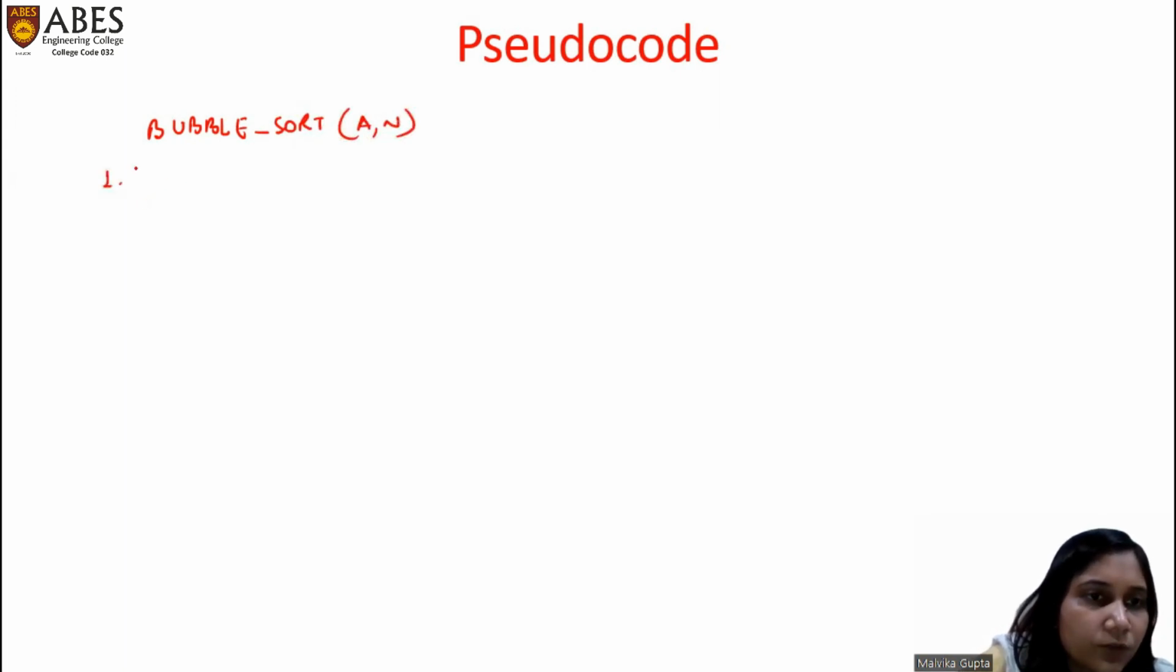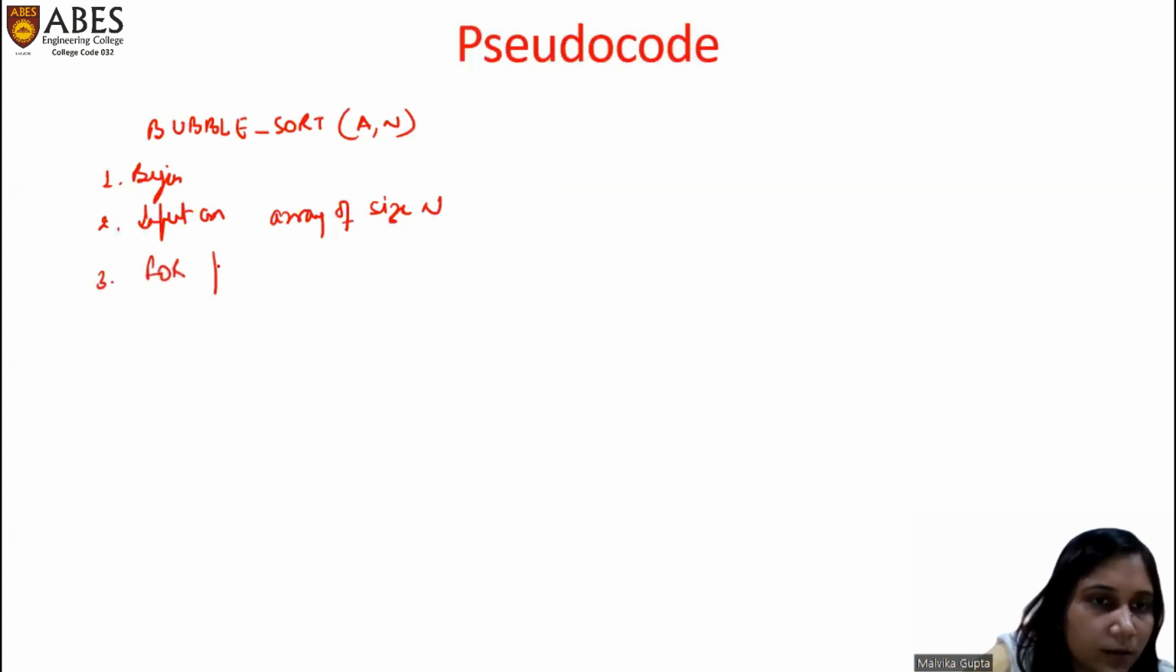Okay. So first of all, it is begin. Second, I'm going to input an array of, let's say, size n. Third, I'm going to write the loops. So for p from 0 to n minus 1, do. Inside this one, for s from 0 to n minus p minus 1, do.